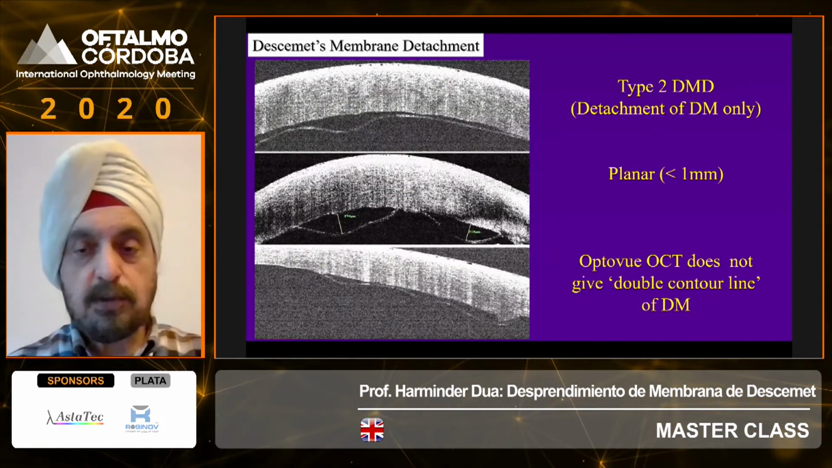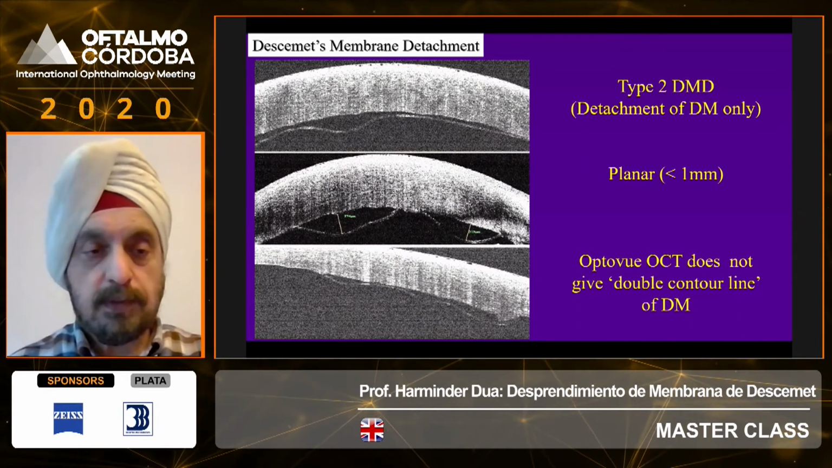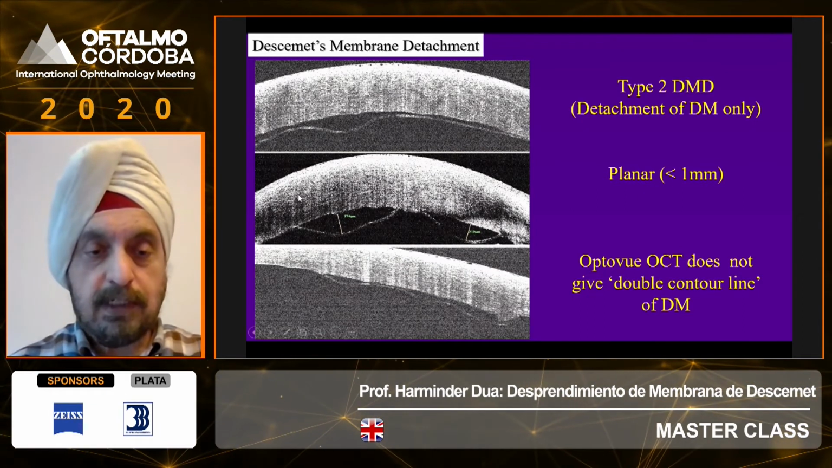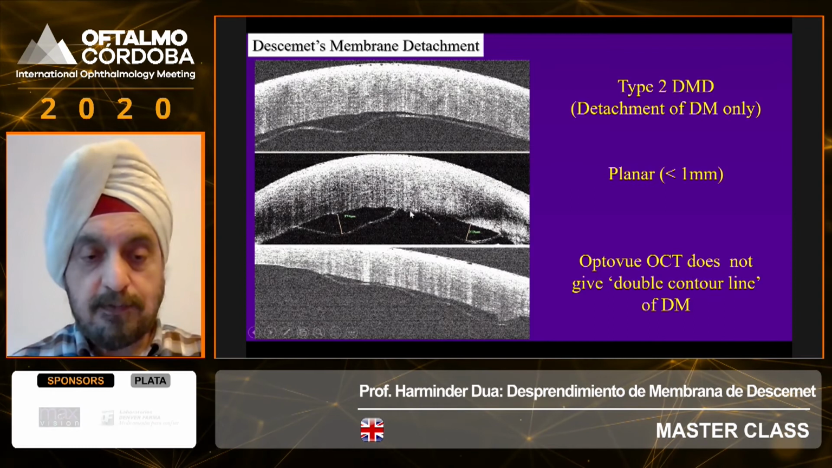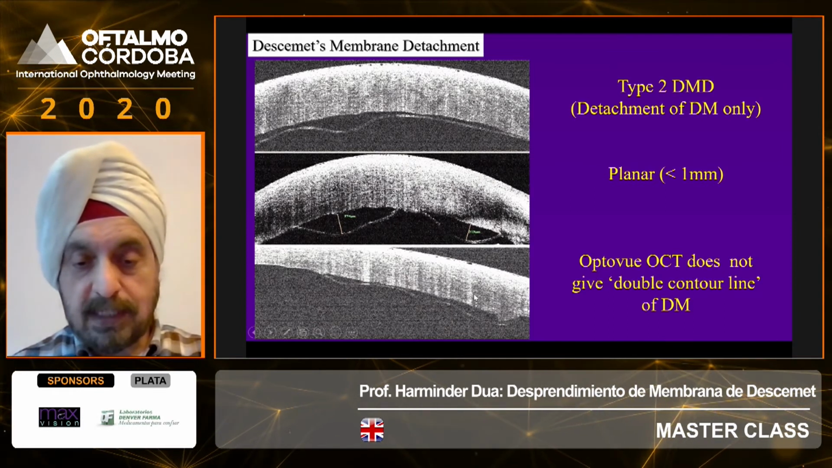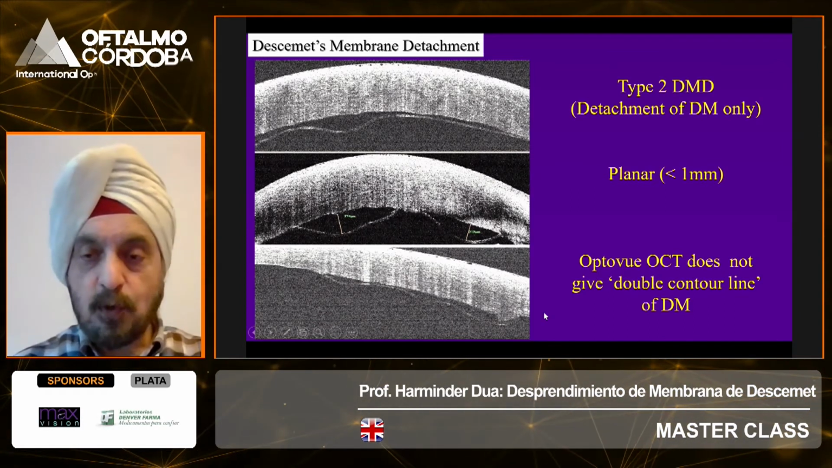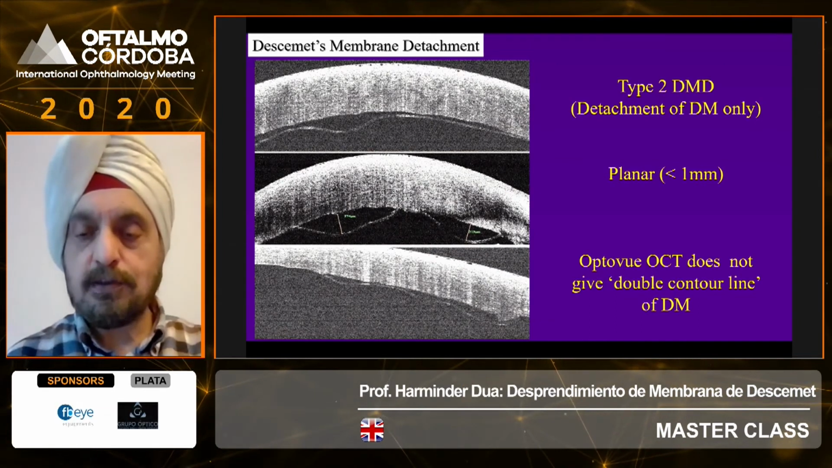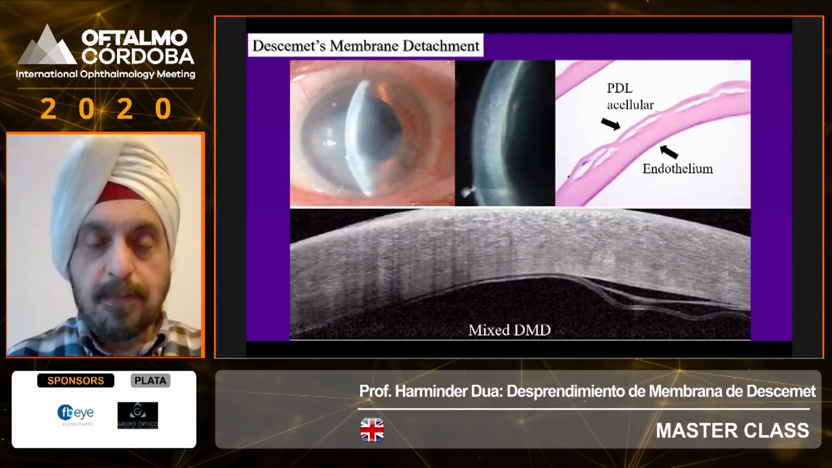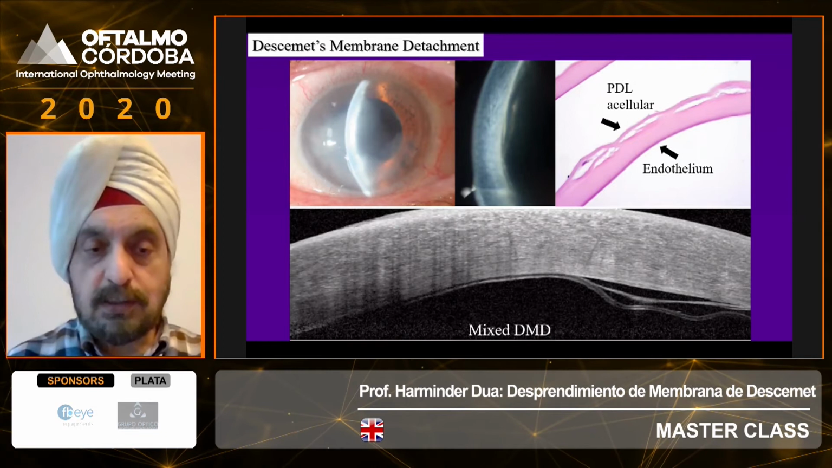Now, these are examples on OCT of a type 2 detachment where you can see that it's quite wavy. It's not like a straight line, it's wavy. See, it's very wavy like that. So when you see that, it is only Descemet's membrane and it is your type 2 detachment. But sometimes you get a mixture, as you see over here.